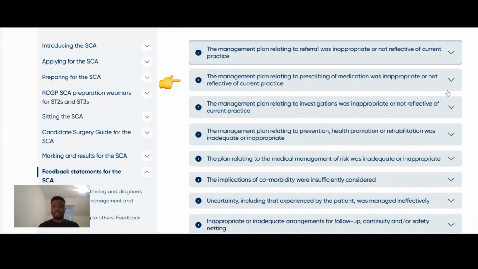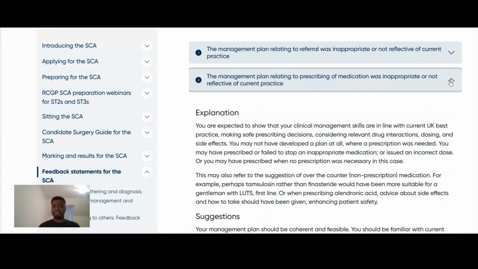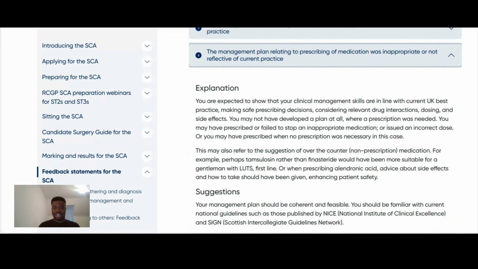The second one is that the management plan relating to prescribing of medication was inappropriate or not reflective of current practice. What this essentially means is that the medication started is not appropriate. They either do not need that medication, or the medication is not what the current guidelines suggest. For instance, if a doctor has prescribed a medication that the patient could have easily got over the counter, that will be an inappropriate prescribing.